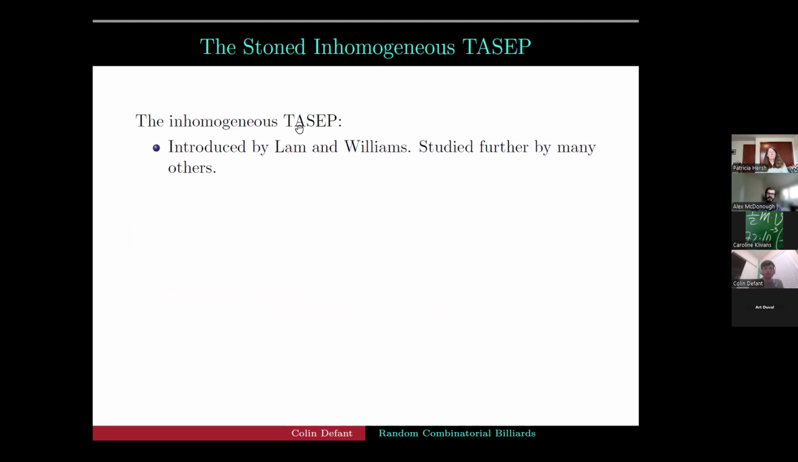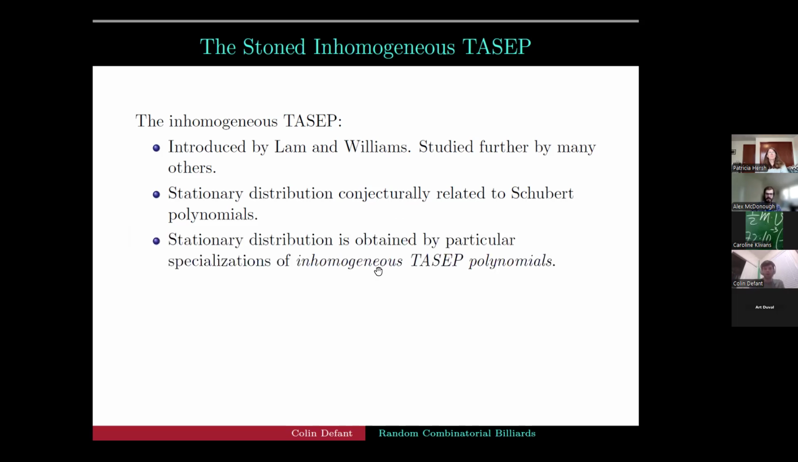So one of them is called the inhomogeneous TASEP. This was introduced by Lam and Williams. It's been studied further by many others. One reason people care about these is that the stationary distribution is conjecturally related to Schubert polynomials in a really interesting way. This is still open, although it's been resolved in some special cases. In particular, Kim and Williams have a paper where they settle this in some cases, but it's open in general. But then also there are these polynomials called inhomogeneous TASEP polynomials. These were introduced by Cantini. And you can get the stationary distribution of the inhomogeneous TASEP by plugging in some particular specialization into these polynomials.